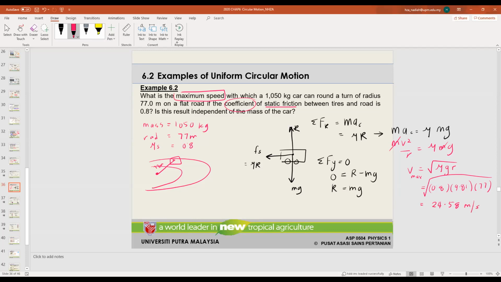What happens if my v is greater than the v max over here? What happens if my v is, let's say, 26? What happens? Does anyone know?